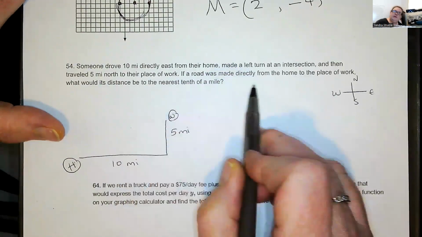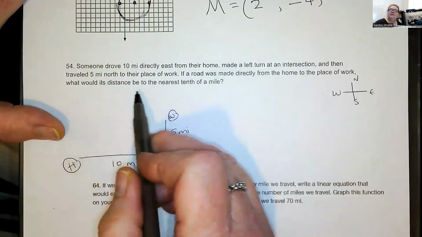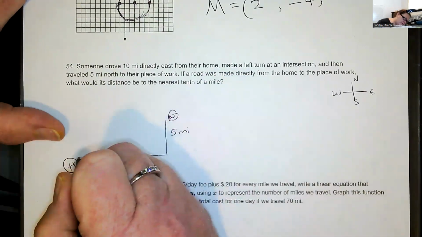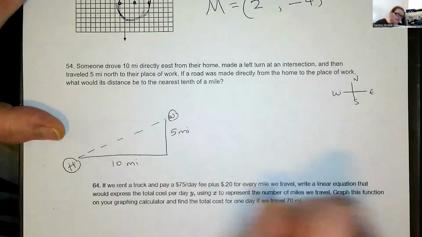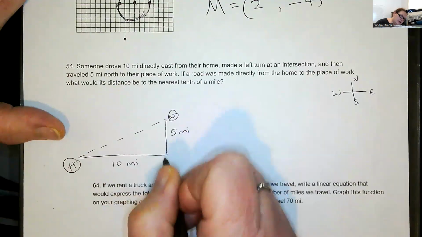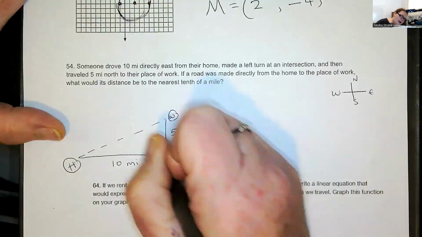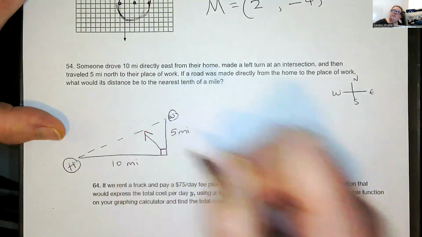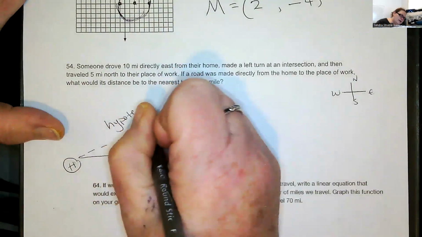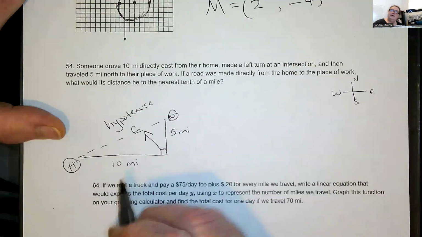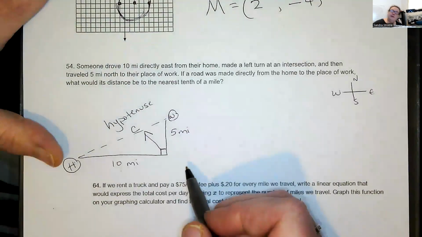So if the road was made directly from the home to the place of work, as the crow flies, basically, what would its distance be to the nearest 1/10 of a mile? So we're looking for if this road actually did this. All right. Well, the intersection gave us a perfect right angle. And the side of a right triangle directly across from that right angle is always the hypotenuse. It's your longest side. It's also C. So being that we have the legs of this right triangle, we can find the hypotenuse with Pythagorean.